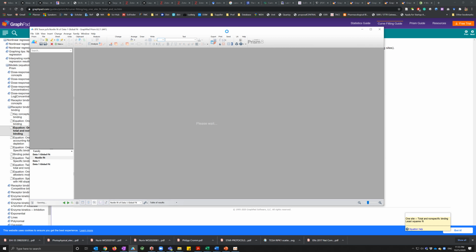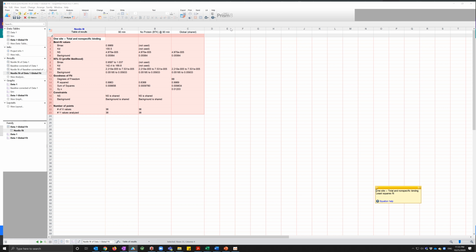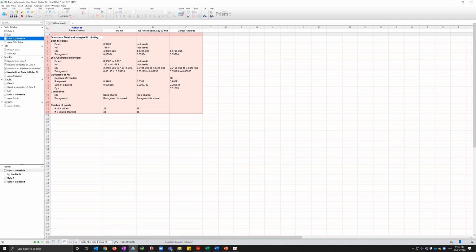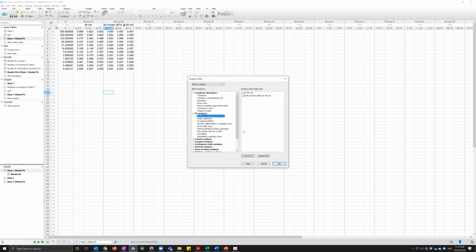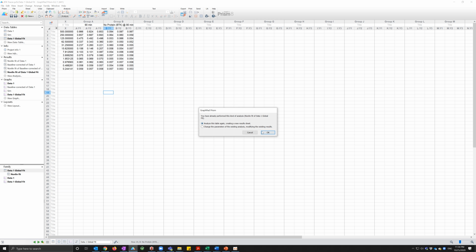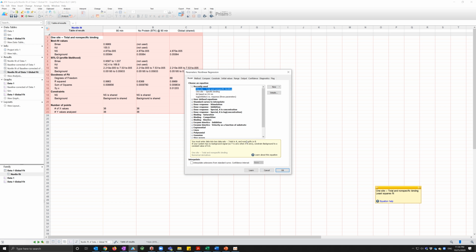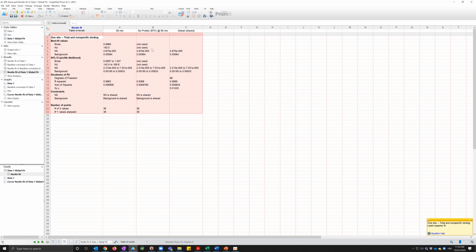For example, you put your total data in column A, and your so-called control experiment, the non-specific binding, in column B. Then you go to Analyze and do this. When you choose total and non-specific binding and click OK, that's the data you're going to get.